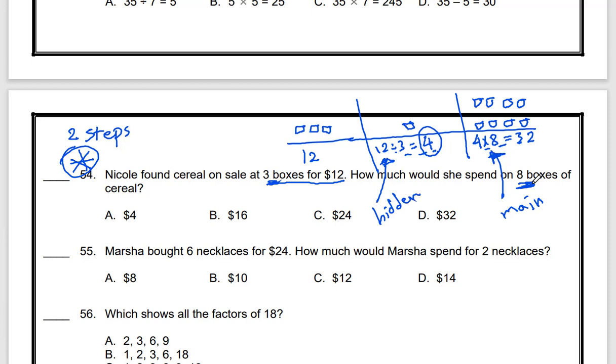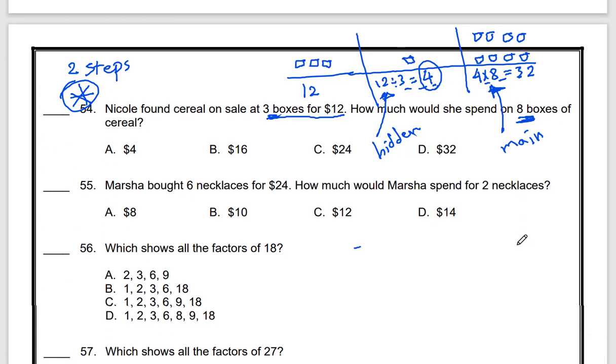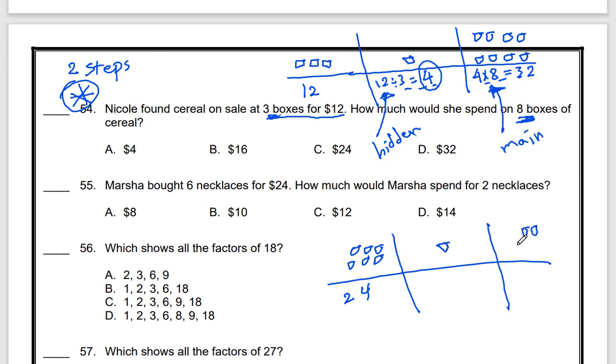Okay, and the same for the next one. You have 6 necklaces for 24. So if you have 6, 1 2 3 4 5 6, its price is 24. And what we need to find is 2 necklaces, 1 2. So we need first to find 1 necklace, then find 2 necklaces. Do the same like the previous one. 24 divided by 6 equals 4. And now 4 multiplied by 2 equals 8. Okay, my heroes.